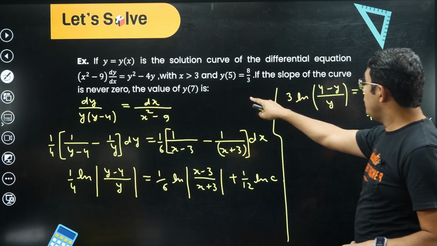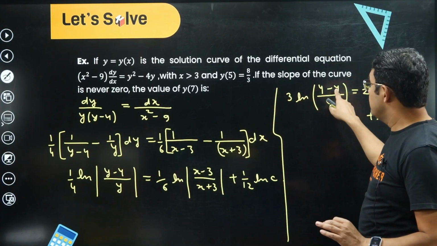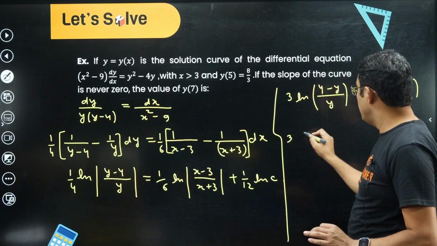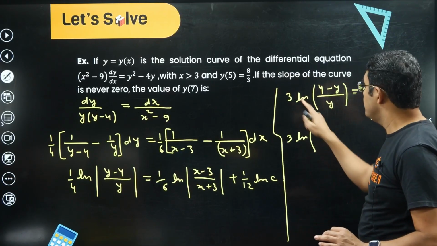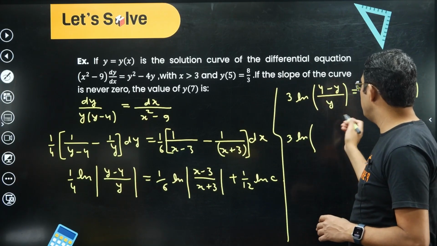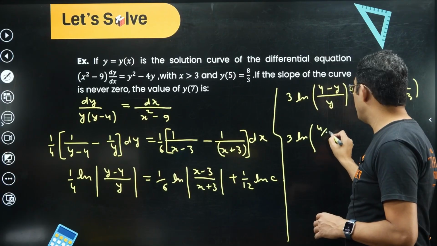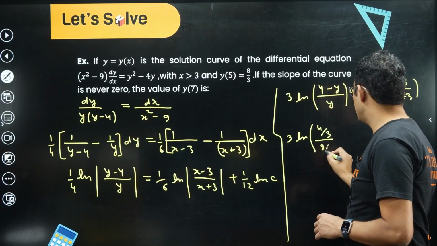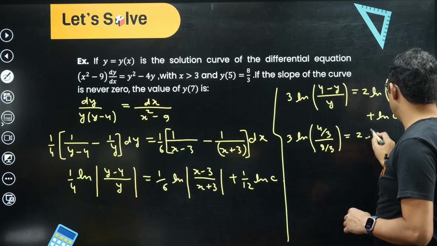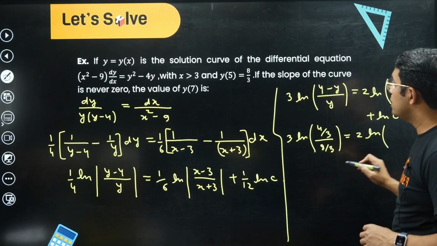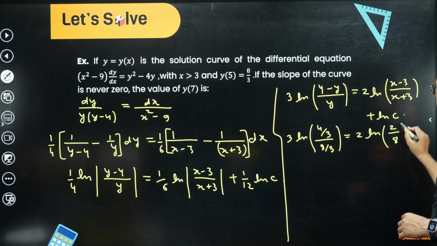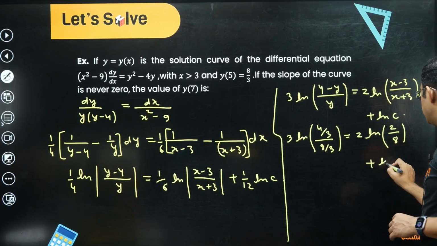Now the value at x is equal to 5 is 8 by 3. So if I put it here, we will be getting 3 ln of (4 minus 8 by 3), which means 3 into 4 is 12, 12 minus 8 is 4, so 4 upon 3, and here 8 upon 3. Okay, and that is equal to 2 into ln of, if we put x as 5, 5 minus 3 is 2, and 5 plus 3 is 8, plus ln c.